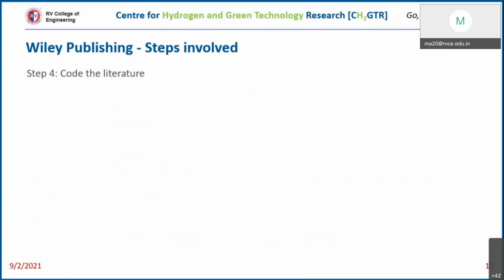The next step is step 4, code the literature. As I told you, if it is a physical paper, you cut only that part of it and keep it aside. If it is a soft copy, you copy that information and put it in a Word document. Next, categorize these excerpts based on a theme.